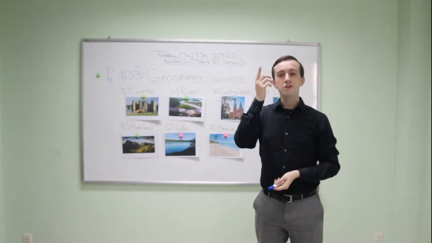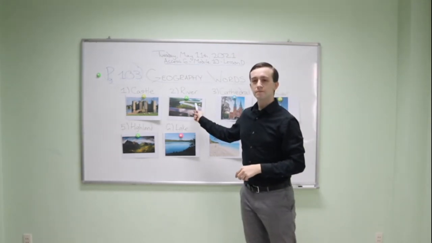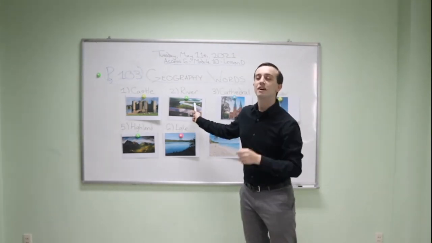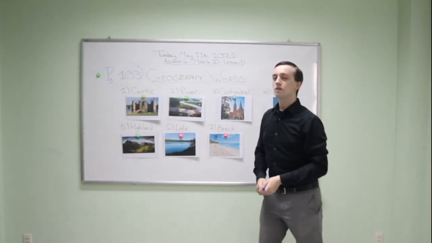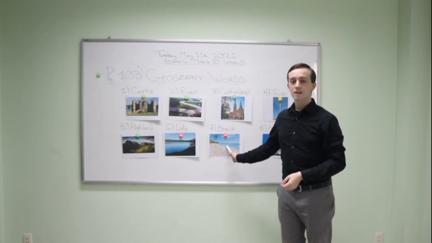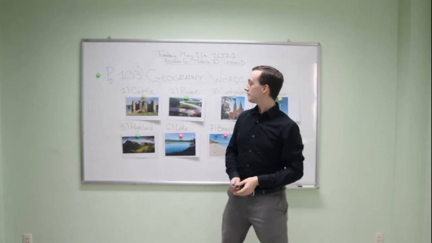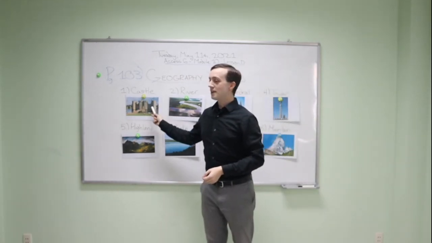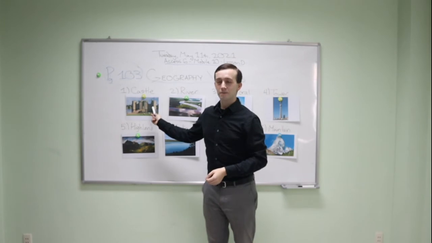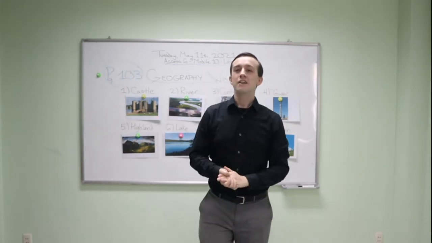Okay, can you remember? What's this? Yes, a river. All right. What is this? Very good, a beach. And what is this? Yes, you're right, a castle. Okay, now we finished learning the geography words.